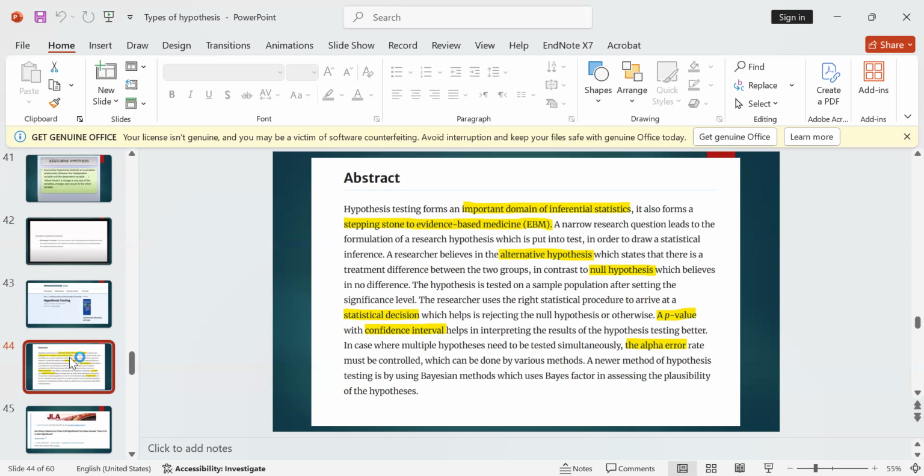In cases where multiple hypotheses need to be tested simultaneously, the alpha error rate must be controlled, which can be done by various methods. A newer method of hypothesis testing is by using Bayesian methods, which use the Bayes factor in assessing the plausibility of the hypothesis.